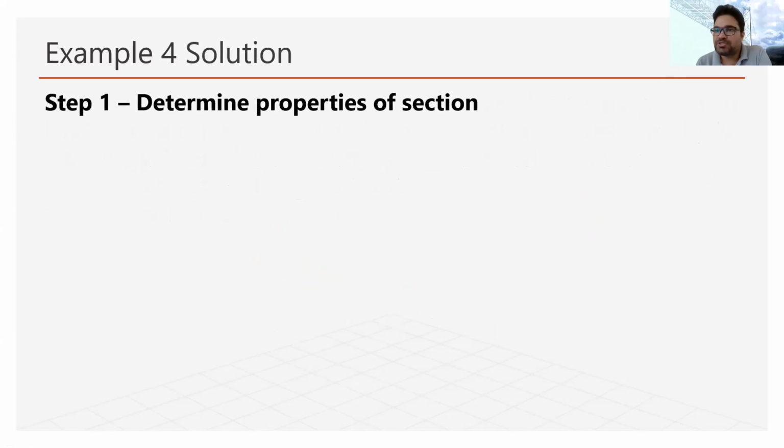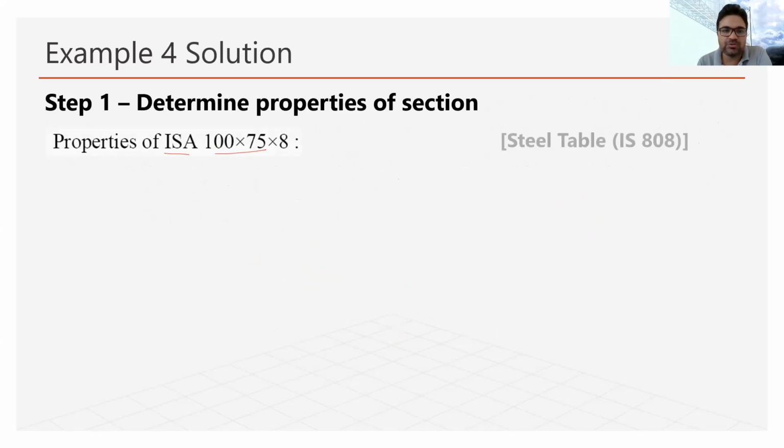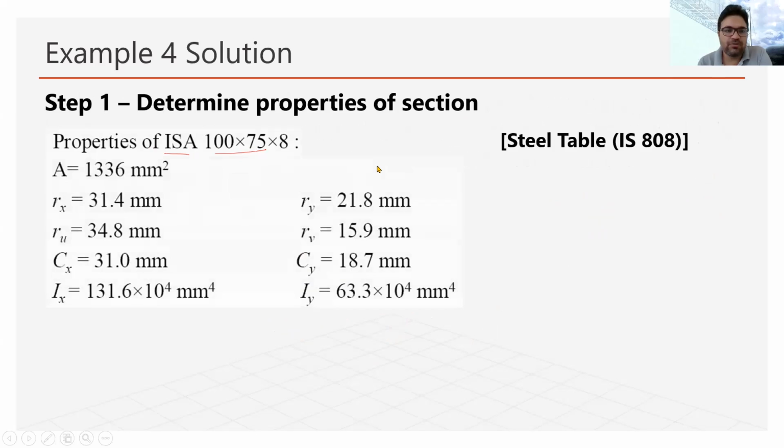So first step is about finding the properties of the section. So again, using the steel table, we can find out the properties of the angle section. So I have already explained how to find out the value from the steel table. So you can refer to that. So I'm directly giving you all the values here from the steel table. So from the steel table, we can find out all these values which will be required for us. So in our problem, we will require A value, rx, ru, Cx, Ix, ry, rv, Cy. So all these values will be required here in our problem.